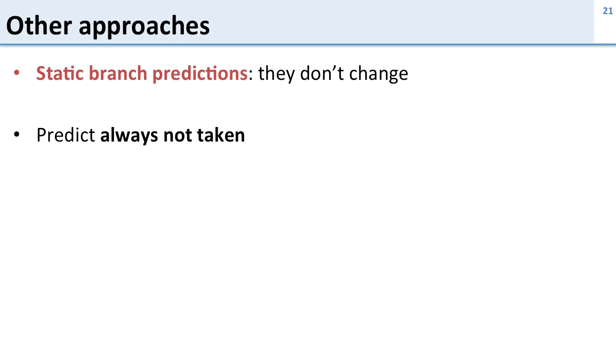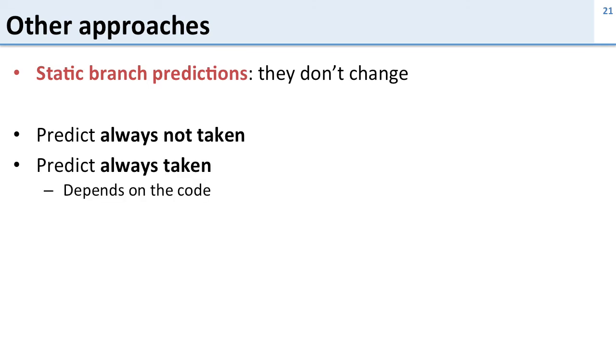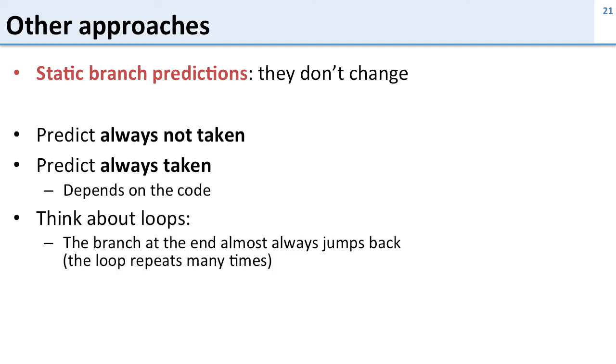So we've seen the predict always not taken one, and obviously you can always predict always taken. And which one of these is better is going to depend on how the compiler is generating code. Let's think about loops and see if there's a more clever way to predict what's going to happen. So in a loop, you go around and around the loop many times. And what that means is that the branch at the end almost always jumps back to the front of the loop, because this loop is repeating a lot. So we could have a predictor which takes advantage of that.